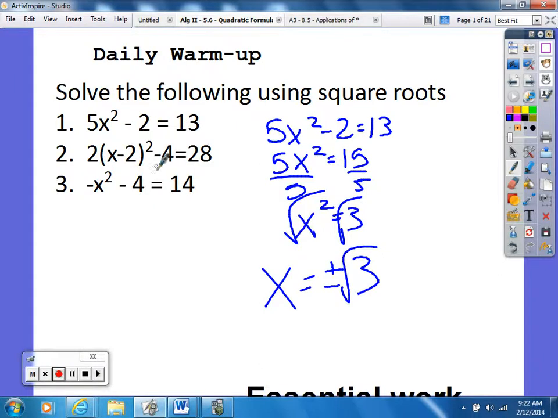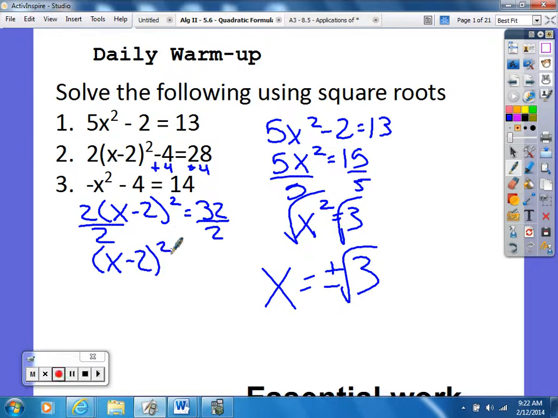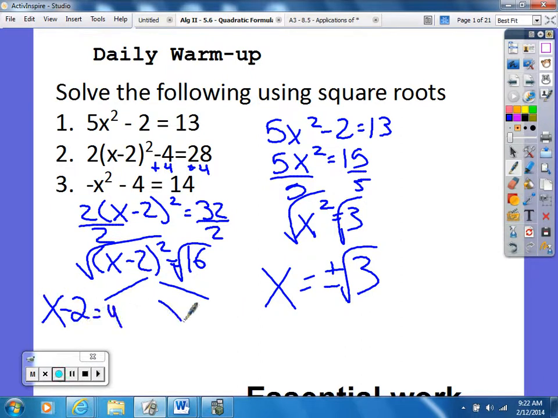All right. Problem 2. Add 4. 2(x minus 2) squared equals 32. Divide by 2. (x minus 2) squared equals 16. Take the square root. Remember parentheses, you have to branch off. You get x minus 2 equals 4, x minus 2 equals negative 4. So I get the answer is x equals 6, x equals negative 2. Raise your hand if you got those.